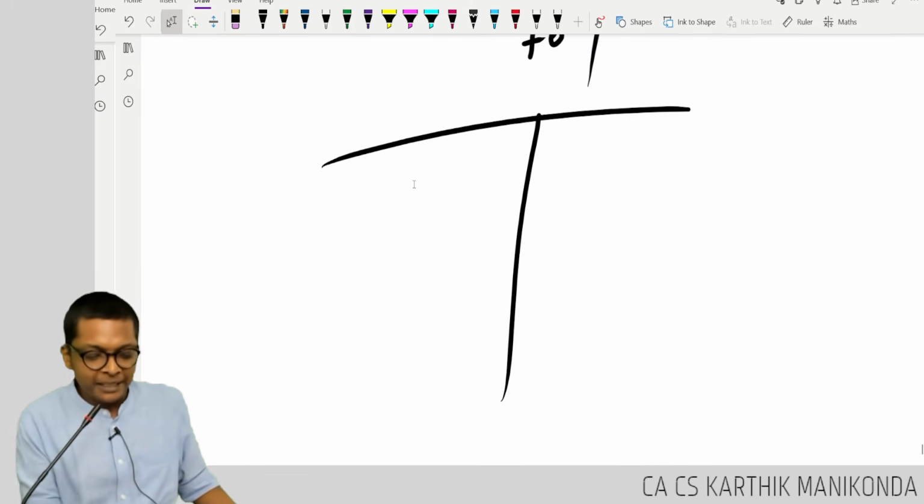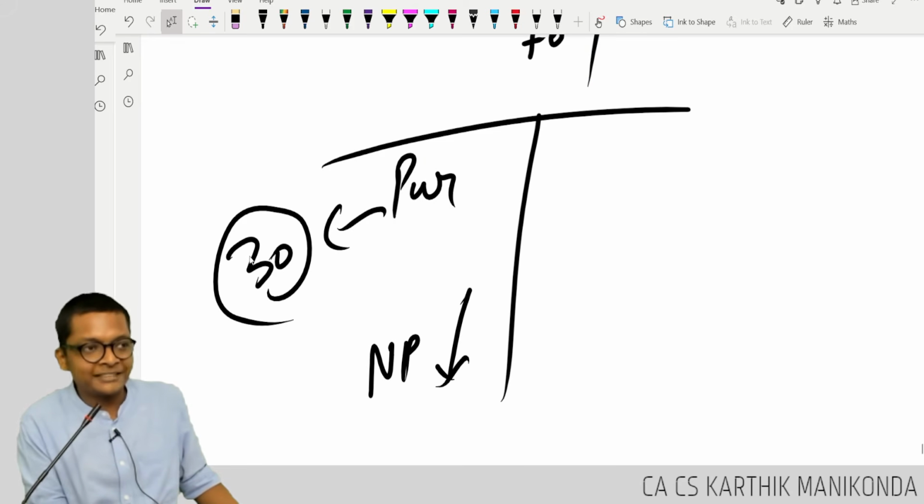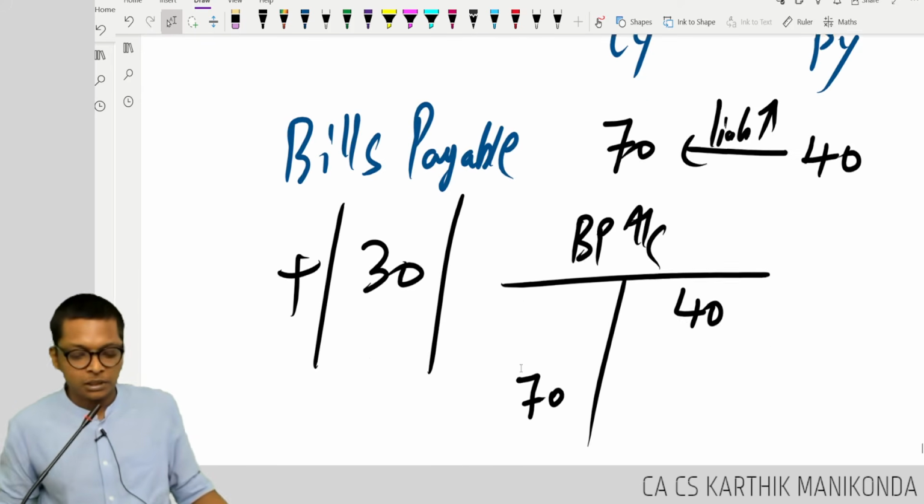That means my purchase includes credit purchase to the extent of 30. So net profit is decreased to the extent of 30. Therefore add back 30 because it's not an expense. Sir, third logic.